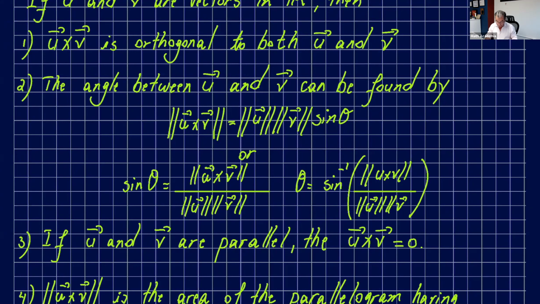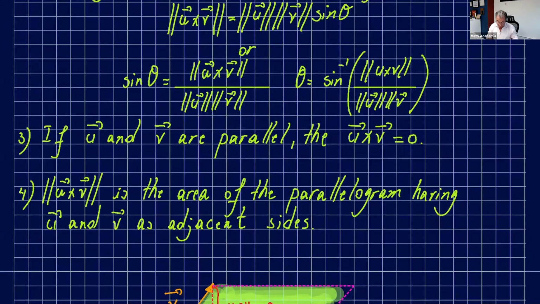There is a proof for that, so please research that, or I'll just do that in another video. If u and v are parallel, very important, then u cross v will be equal to 0. So if you do the cross product for two vectors and you get 0, that means those vectors are parallel.